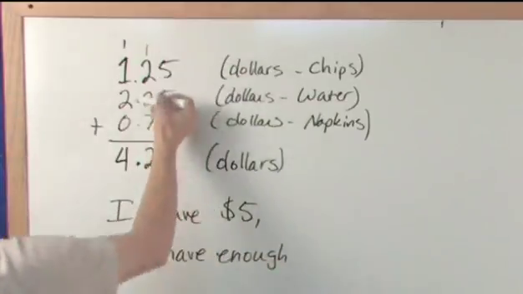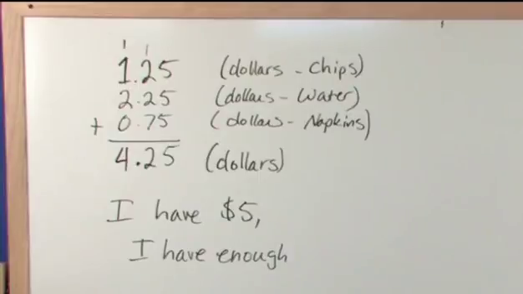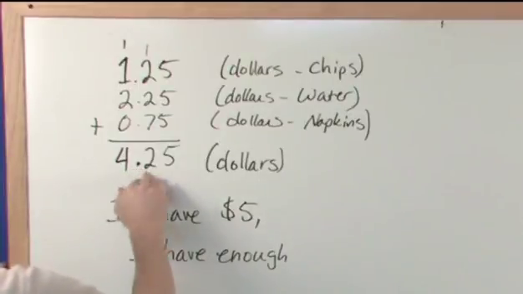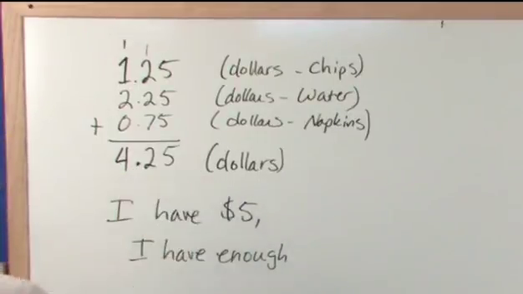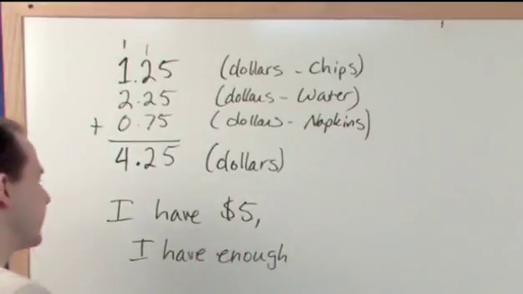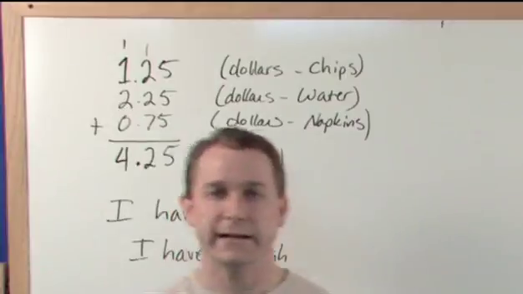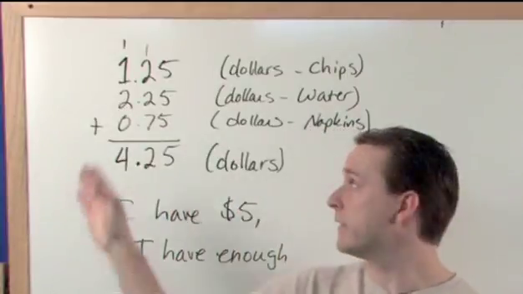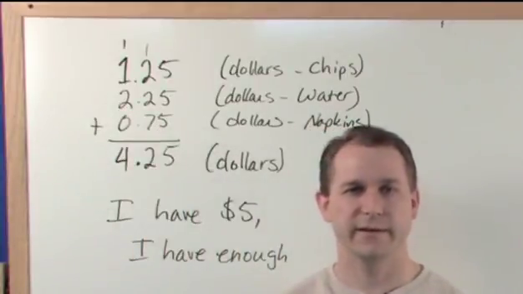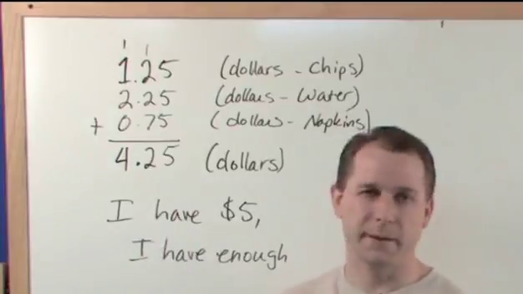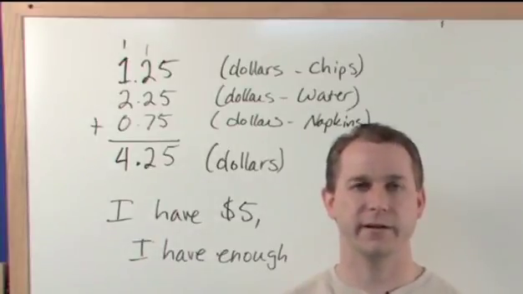Okay, so we just added everything up that we would like to purchase, and that comes out to $4.25. I have $5 in my pocket, which is what the problem says. So the question is, do I have enough money? And the answer is yes, I do have enough money, because the total amount of what I would like to purchase is less than what I have in my back pocket. So I do have enough money to purchase this.